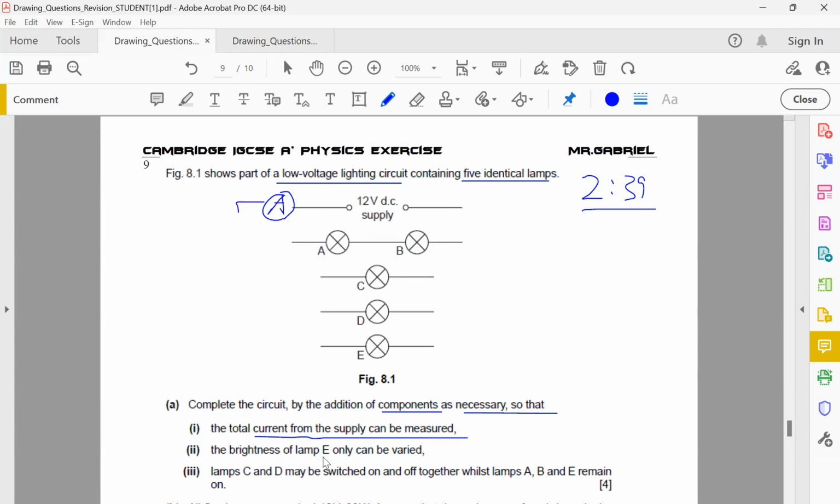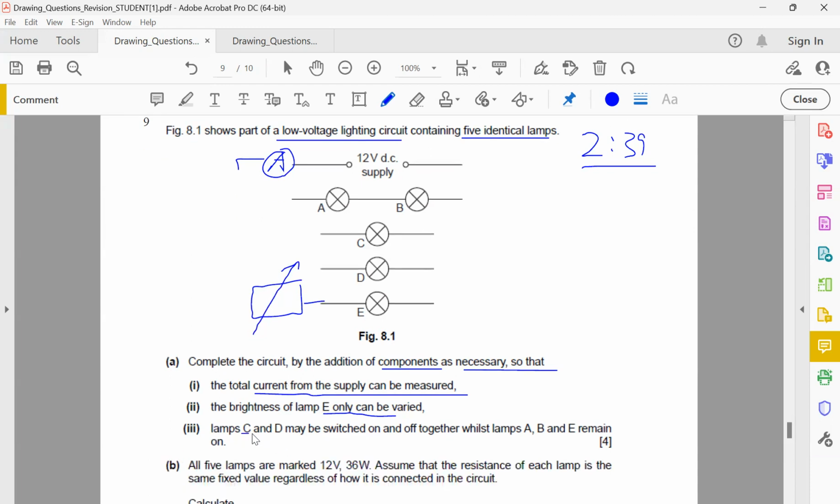Then it says that the brightness of lamp E can be varied. The only thing that we can vary the brightness is by controlling the current, right? And the only way to control the current is by implementing a rheostat, otherwise known as a variable resistor here, right? And then it says that lamps C and D may be switched on and off together, whilst A, B, and E remain on. Means to say you're supposed to have one switch here, right? And then you can just connect all of them together already.